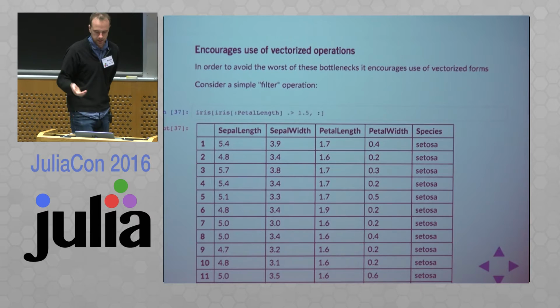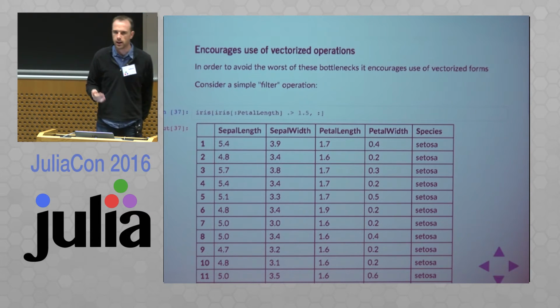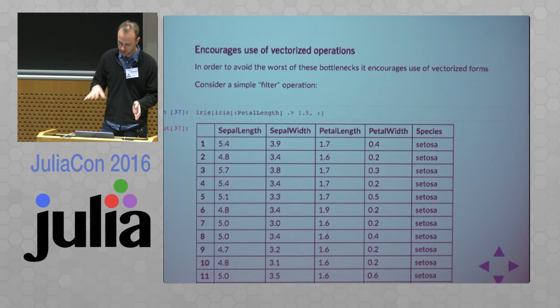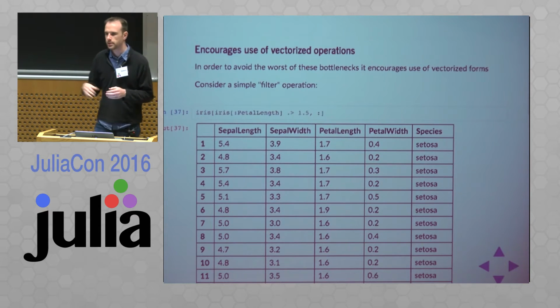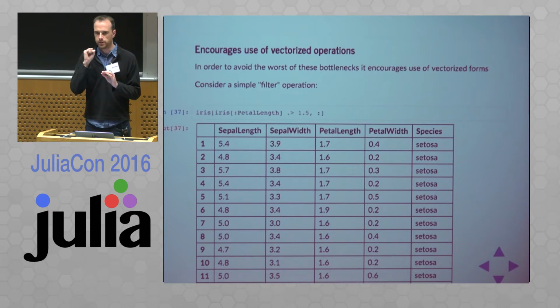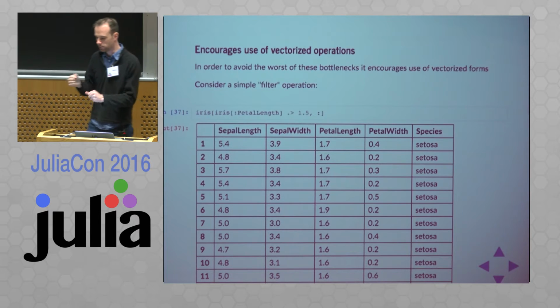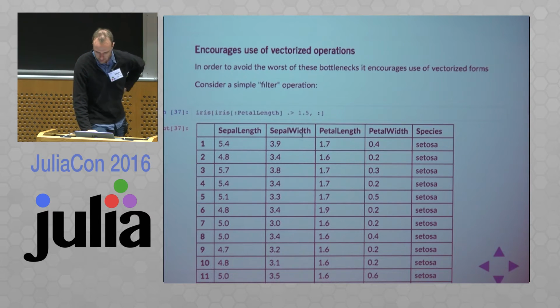And so to get around this, it very much encourages vectorized operations, which is what R and pandas have used classically, because rather than operate on individual atoms, you try and operate on vectors and then write fast kernel operations that work on these vectors.